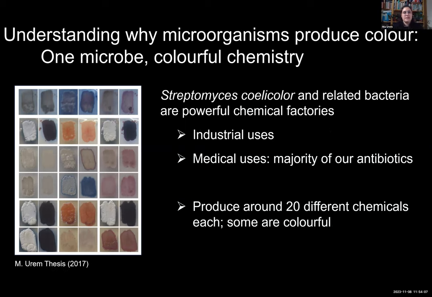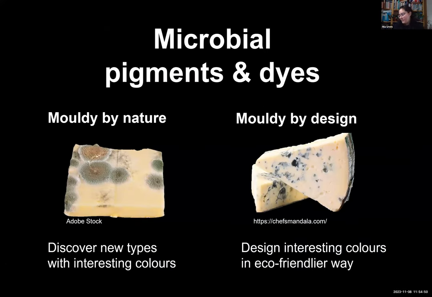So Streptomyces, as I said, are very powerful factories. They're used for a lot of industrial uses, but also a lot of medical uses. And actually, all the colors that you see in this example are mostly made by a blue-colored and a red-colored antibiotic. And this type of bacteria, the Streptomyces, are actually the source of the majority of all our antibiotics. So they're very important to human health and industry. And each type of Streptomyces bacteria on average can produce around 20 different chemicals, and some of these are colorful.